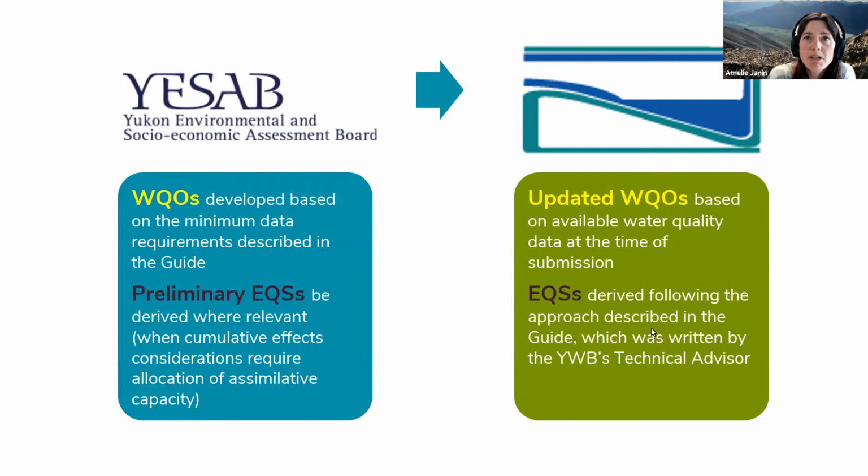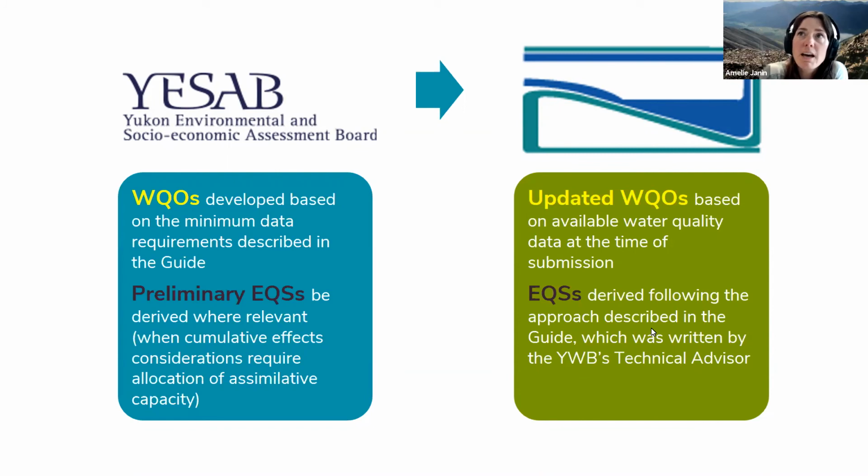And after the project has been assessed by YESAB, the proponent then submits a license application to the Yukon Water Board. At the time of the submission of the application, we expect to see updated water quality objectives that are developed based on the whole data set that we have acquired to date. During the water licensing stage, this is where the effluent quality standards are being defined, and this is a decision made by the Yukon Water Board, and it is laid out in the license as a result of the licensing process.